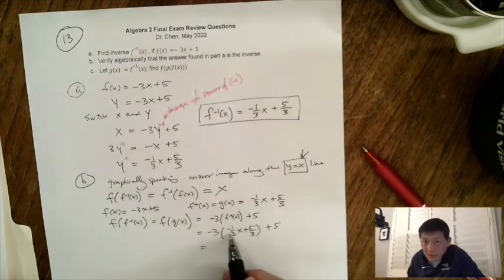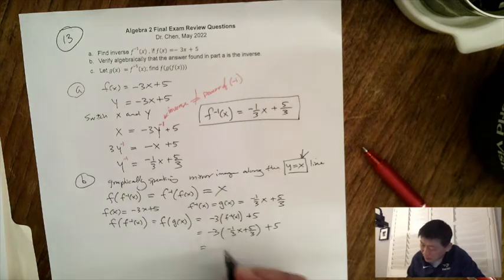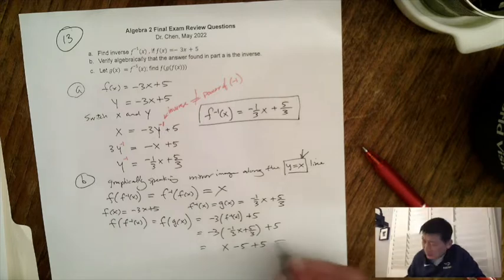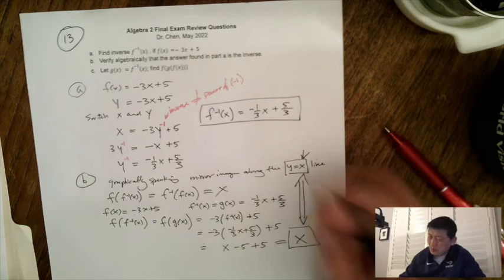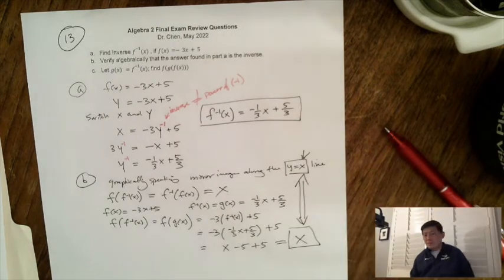Negative 3 times negative 1/3 is just 1, so that's just x. Negative 3 times 5/3 is negative 5, plus 5. Equal to x. You see? Mirror image. Right?